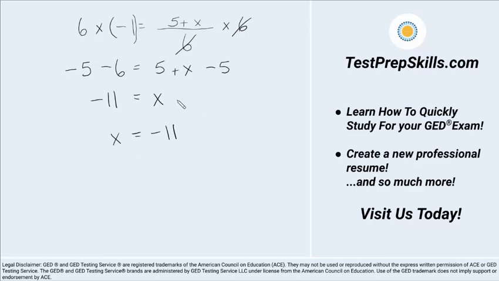Now, this answer here, with the x on the right-hand side, is correct. However, most teachers, most programs, most tests or exams would prefer if your unknown or your x was on the left-hand side, and that's why we moved it. Okay, but the answer is exactly the same thing. X equals negative 11.